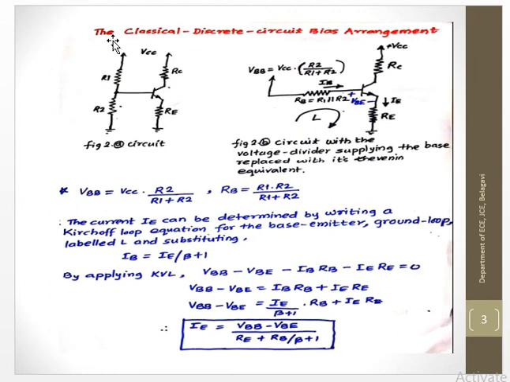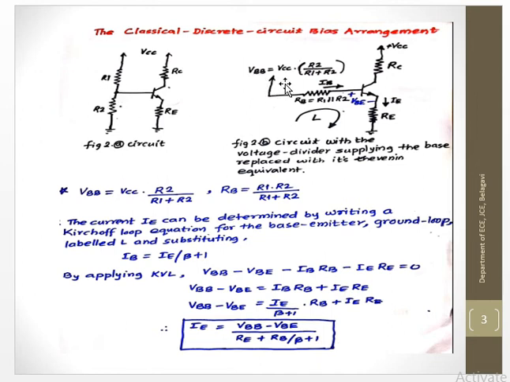If you observe the classical discrete circuit bias arrangement, the potential divider network, here an emitter resistor RE is introduced in this circuit. This circuit can be further reduced by applying Thevenin's equivalent theorem. At the base terminal you apply the Thevenin equivalent. The voltage available at this point will be R2 divided by R1 plus R2 times VCC, which we refer to as VBB at this terminal.